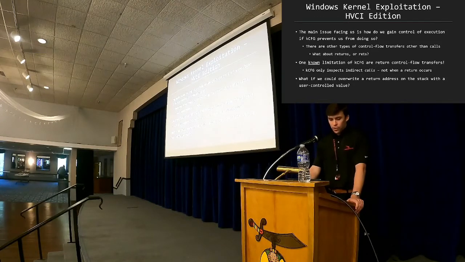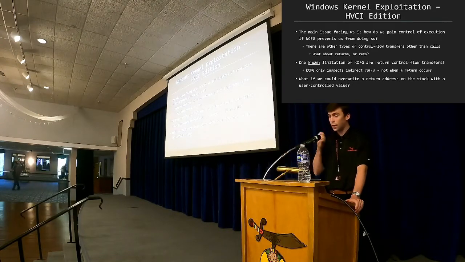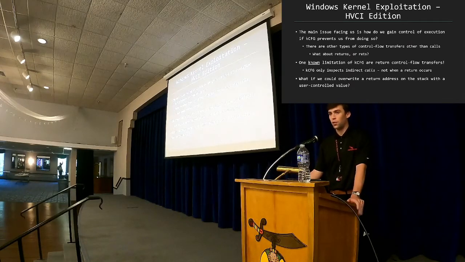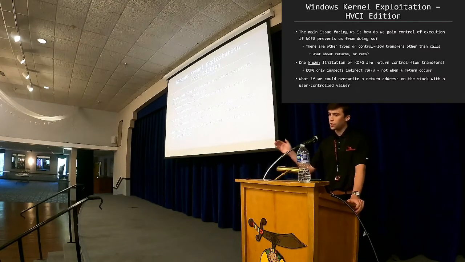Well, the main issue that's facing us is how do we gain execution? Kernel control flow guard is going to prevent us from overriding a function pointer, for instance. But that's not the only type of control flow transfer that's available. What about returns, for instance, right? In assembly, when a call instruction happens, what happens at that point? A return address is pushed onto the stack. In C, if you have a function body, what does it normally end with? A return. It returns a value to the function which called it. In assembly, a return address is pushed onto the stack, and when the function is done executing, it uses that address to know where to return execution back to.